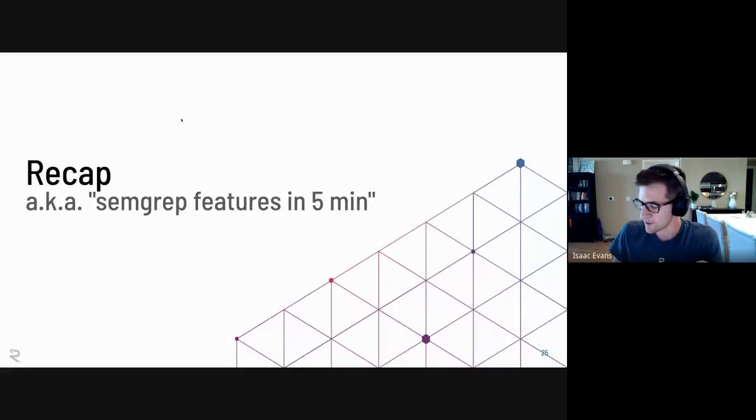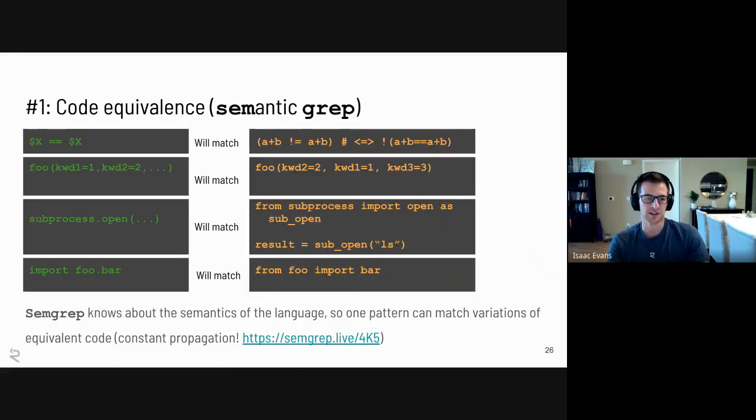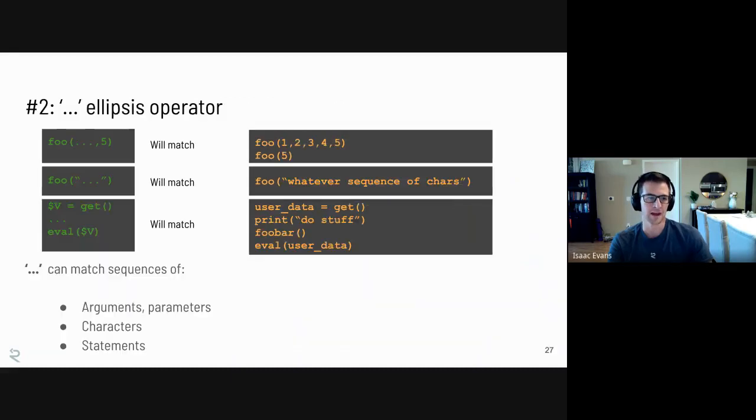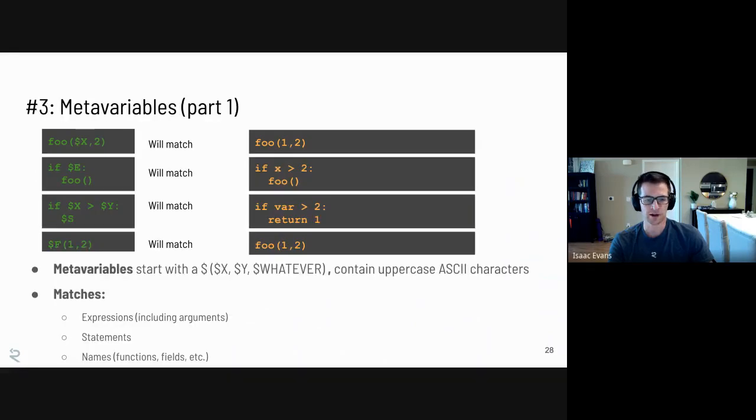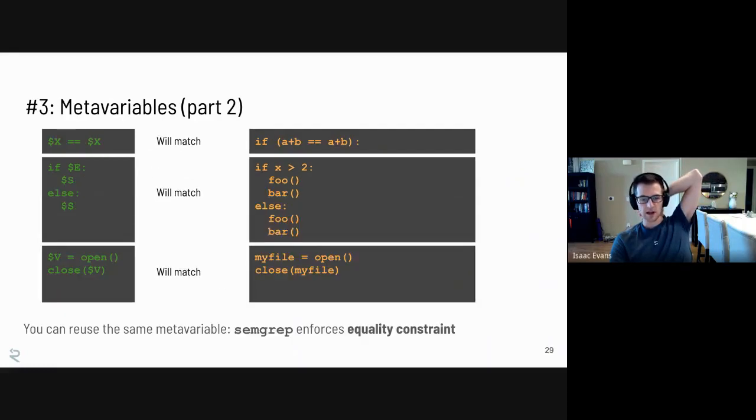We're not going to have time to go over the recap, but the general idea is that you should be able to learn all there is to know about Semgrep in about 5 minutes. You've got code equivalences, which just happen automatically. You've got the ellipsis operator, which will match arguments, parameters, characters, or statements. And you've got these metavariables, which you can use to match expressions, statements, and names in all sorts of clever and creative ways, because Semgrep enforces this inequality constraint on metavariables for you automatically.